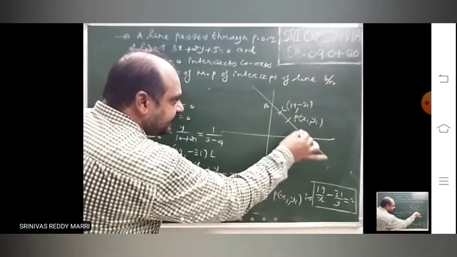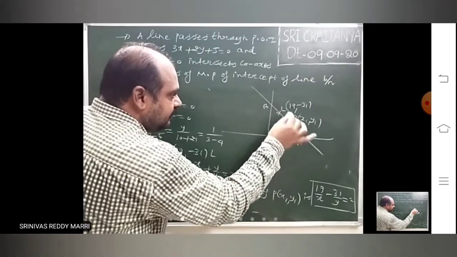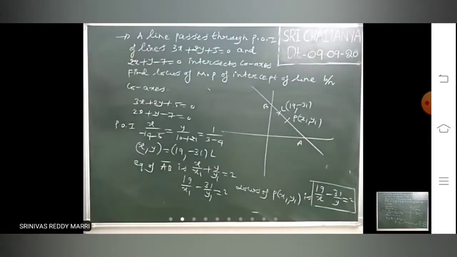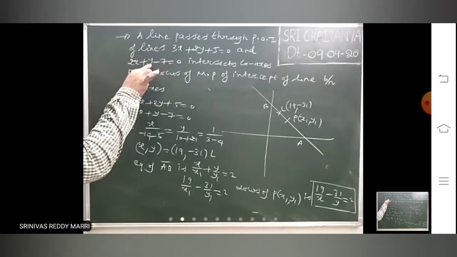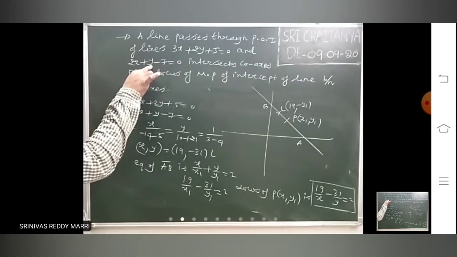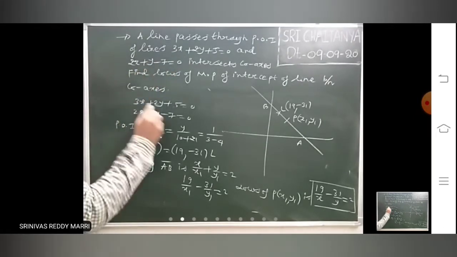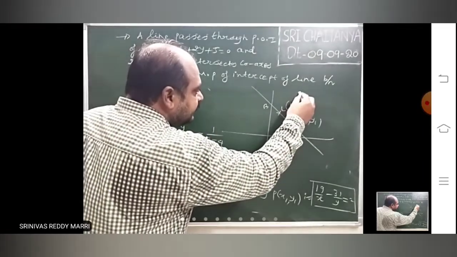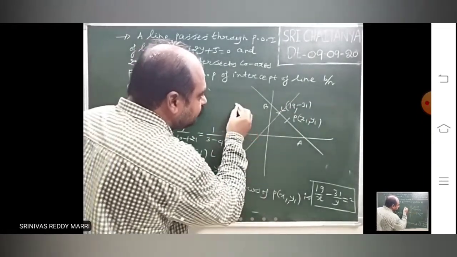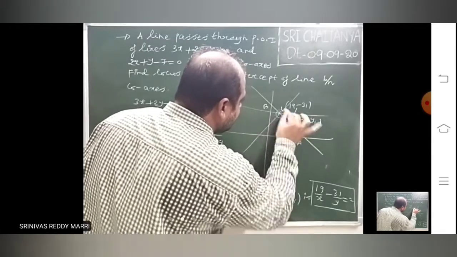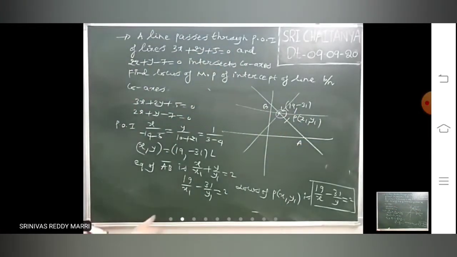The line is intersecting at A and B, right? You have to find the locus of the midpoint. Indirectly he has given that the required line passes through the point of intersection of this and this. That means there will be lines like this. There are two lines which will intersect. How the lines are, that is not necessary, right?